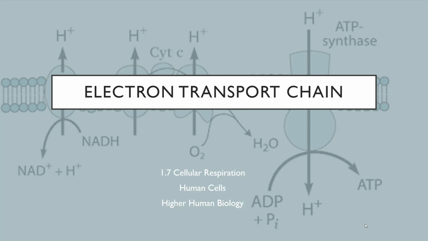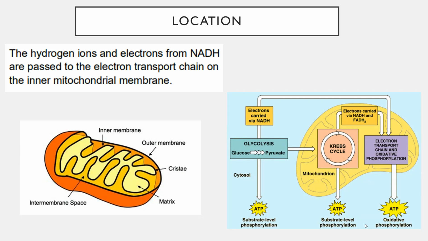In this video, we'll finish up key area 1.7 of cellular respiration by talking about the third and final stage, the electron transport chain. In the previous two stages, glycolysis and the citric acid cycle, we saw the enzyme dehydrogenase removing hydrogen and passing it to the coenzyme NAD to produce NADH. That happens because we require the hydrogen for the electron transport chain, which takes place in the inner mitochondrial membrane.